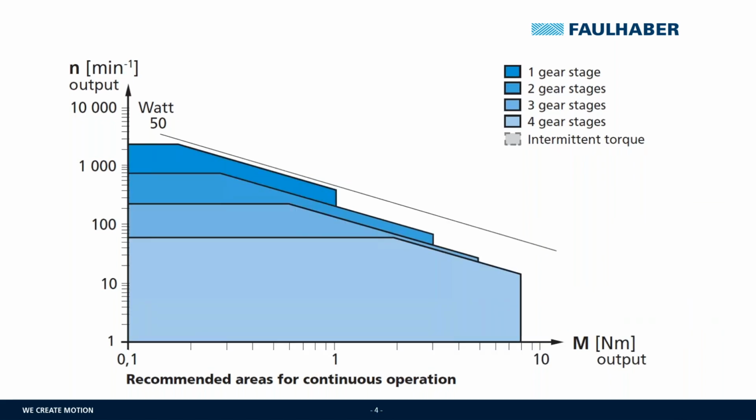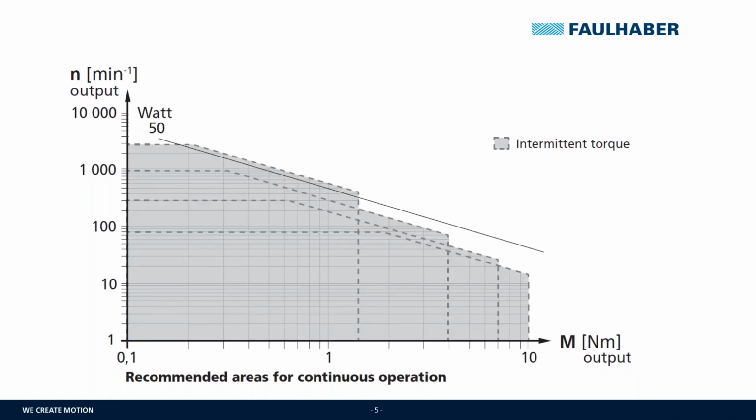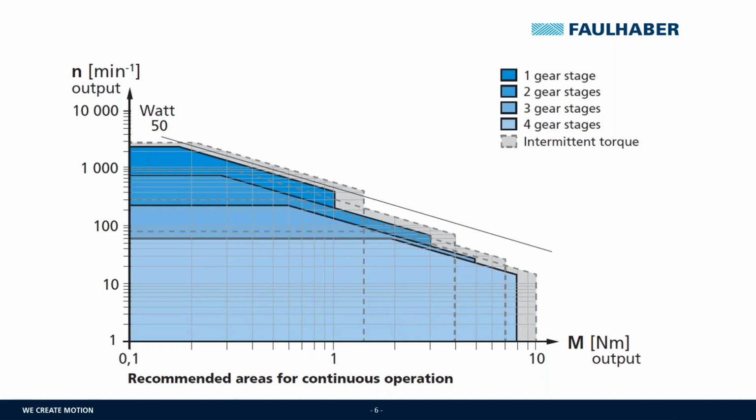Here are plotted all the recommended areas for continuous operation for the four gear stages. Here are plotted the recommended areas for intermittent operation, where you can reach higher values of output torque and speed that should not exceed 20% of the continuous duty cycle. Here, a full overview of the same diagram plotted in the gear datasheet.